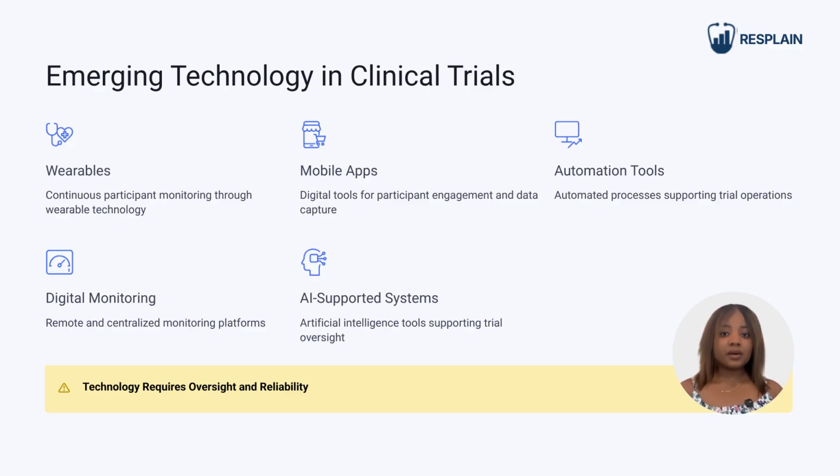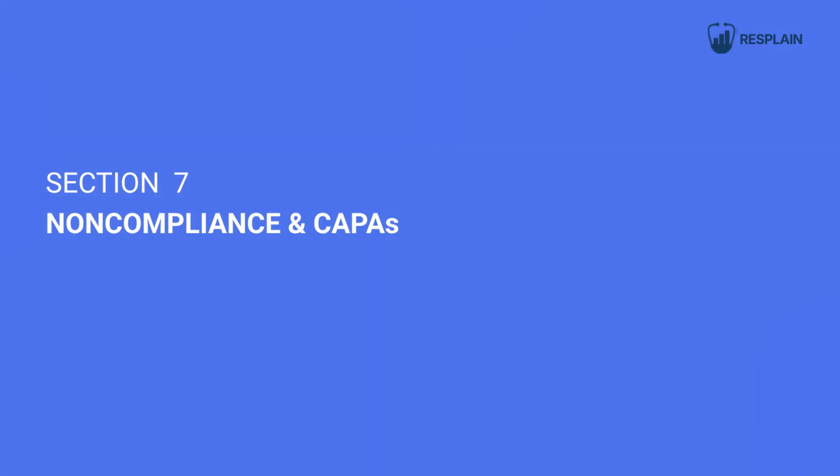As technology becomes more integrated into trial operations, organizations will increasingly need structured governance, operational controls, and clear accountability surrounding emerging digital systems. Section 7. Non-compliance and CAPAs.